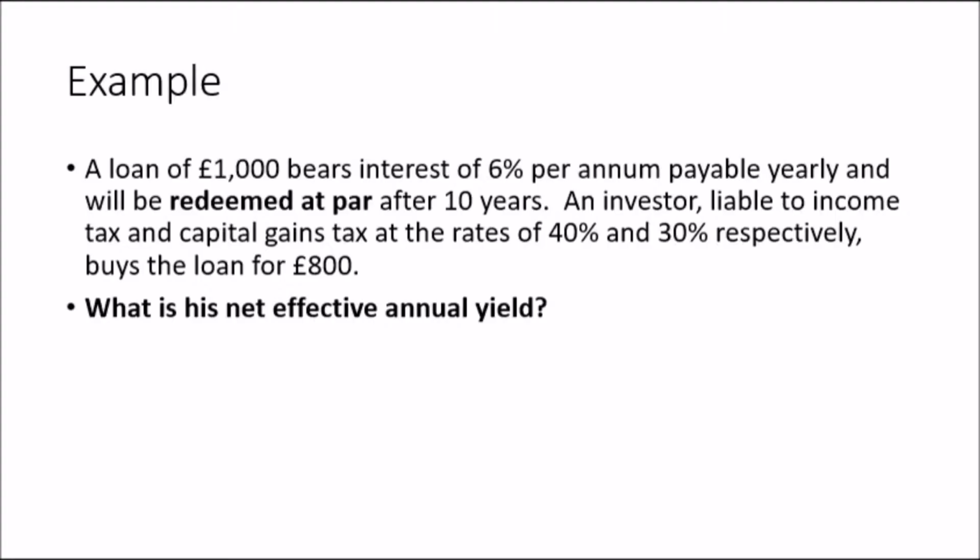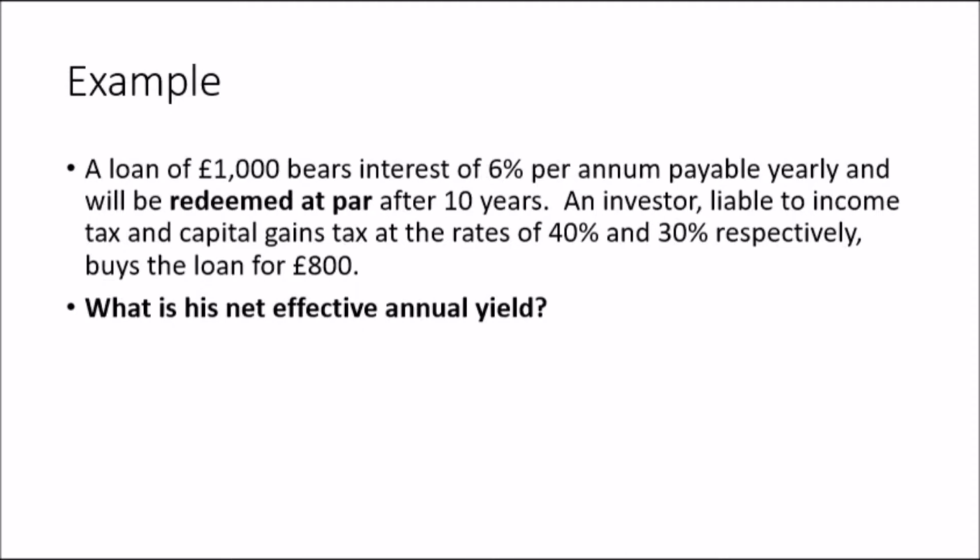So let's jump in. So here's the example. Suppose you have a loan of 1,000 which bears interest of 6% per annum payable yearly and will be redeemed at par. So this is typical bond pricing. So we're going to use this for the calculation of coupons after 10 years. An investor is liable to income tax and capital gains tax at the rates of 40% and 30% respectively. And he decides to buy the loan for £800.